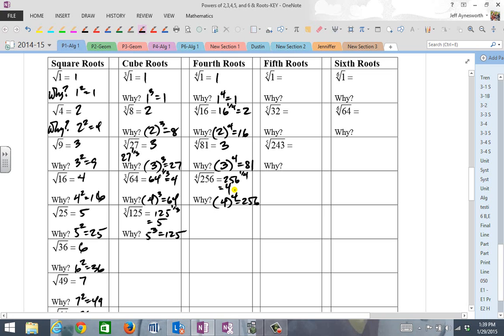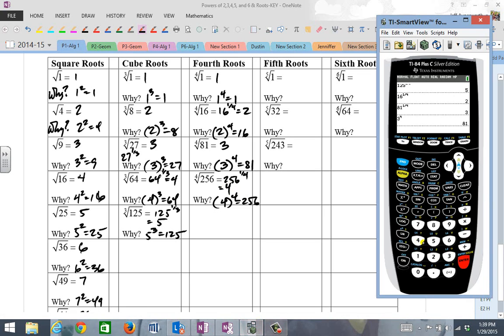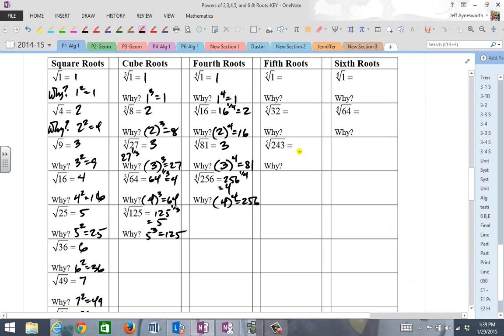One more time. Let's figure this out. 256 raised to the 1/4 power. Just do it on your own so you can see it. You get 4. The answer's 4 there. Why? Because 4 to the fourth equals 256. Take a look at fifth roots. The fifth root of 1 is 1. Why? Because 1 to the fifth equals 1.